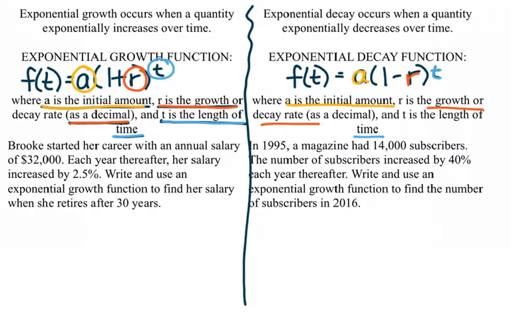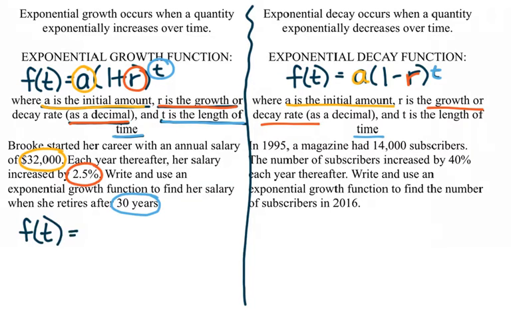Alright, so Brooke started her career with an annual salary of $32,000. That's your starting amount, so that's going to be A. Each year thereafter, her salary increased by 2.5%. Remember, that is a percentage. We're going to change that to a decimal. Write and use an exponential growth function to find her salary when she retires after 30 years. So our time is 30 years.